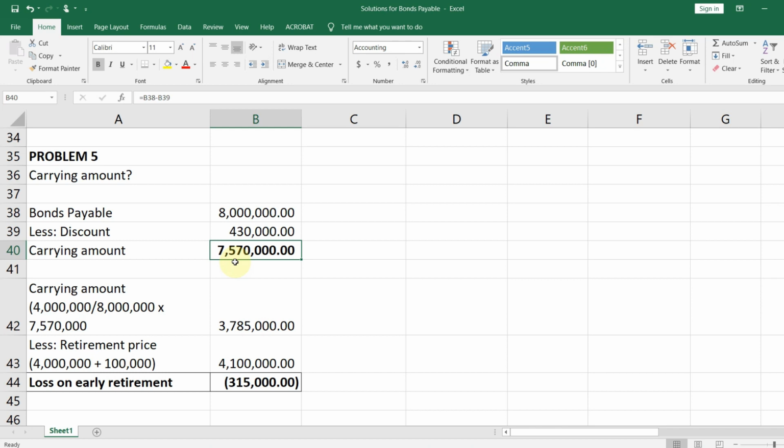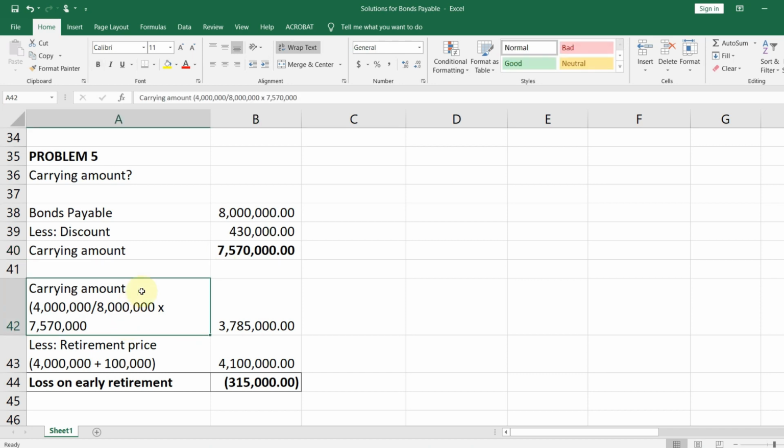Okay, the problem tells you na hindi lahat noong 8 million ay ni-retire. Okay, 4 million lang yun i-retire. So, partial. So, paano kukunin yung ratio ng partial? Siyempre, kasi di ba ang computation natin ng gain or loss on retirement is carrying amount less retirement price. Okay? So, sa carrying amount, hindi buong 7,570,000 kasi hindi naman lahat ng bonds ni-retire. Okay? So, you have to get the ratio. Yung 4 million na ni-retire, divide mo siya sa face amount ng bonds.